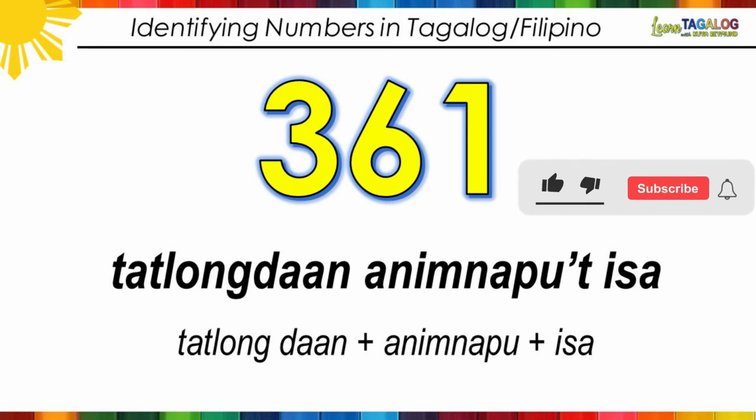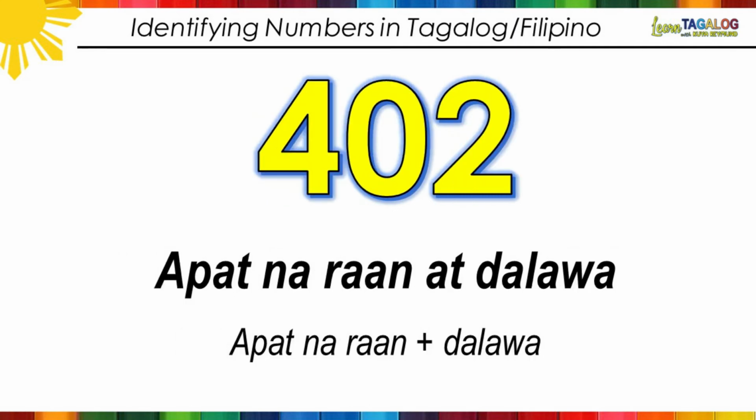361 is tatlong daan, anim na pu't isa. Tatlo is 3. Tatlong daan, that's 300. Anim is 6. Anim na pu is 60. And isa is 1. Tatlong daan, anim na pu't isa.